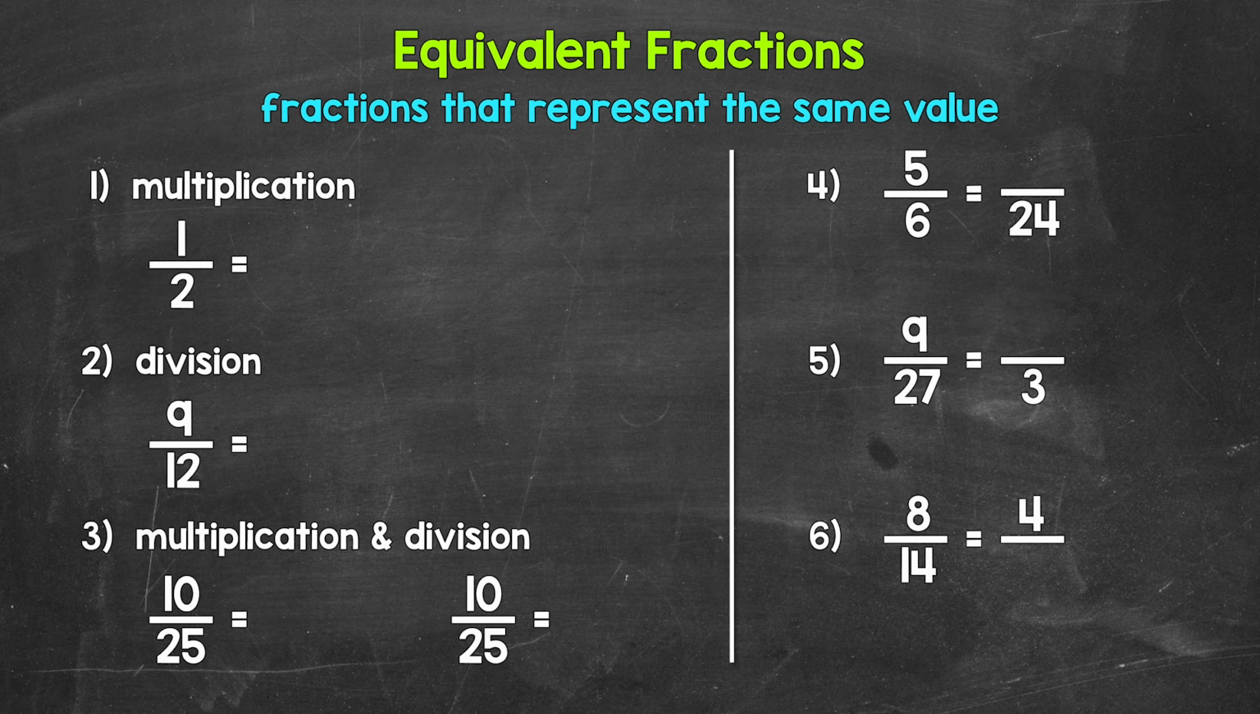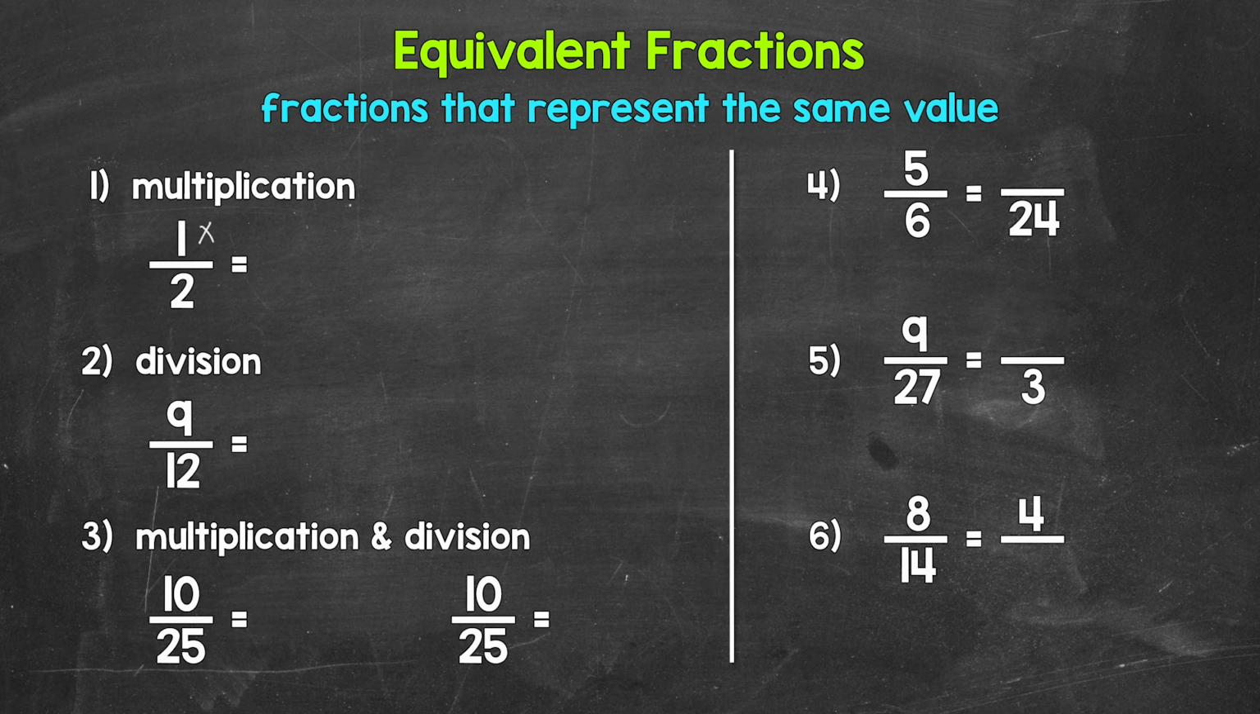Now, when finding equivalent fractions, we can either use multiplication or division, as long as we do the same thing to both the numerator and denominator, the top and bottom. Let's take a look at multiplication first and jump into number 1, where we have 1/2, a fraction we are all familiar with. Let's write some equivalent fractions using multiplication. And we do this by multiplying the numerator and denominator by the same number.